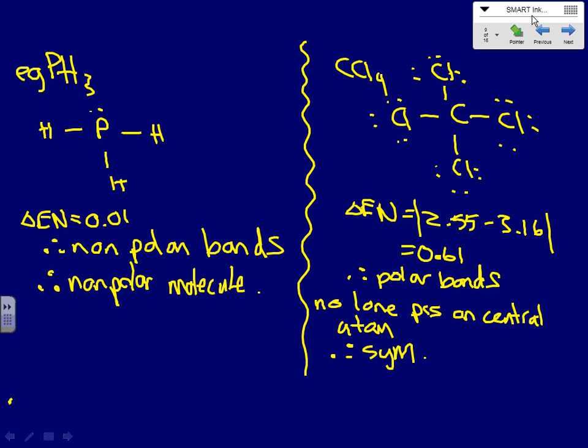Which atom is going to get the little delta plus of the dipole and which one's going to get the little delta minus? Yeah, chlorine's going to get the minus. So we should maybe draw them all on there. Delta minus, delta minus, delta minus, delta minus, and on the carbon here, delta plus.